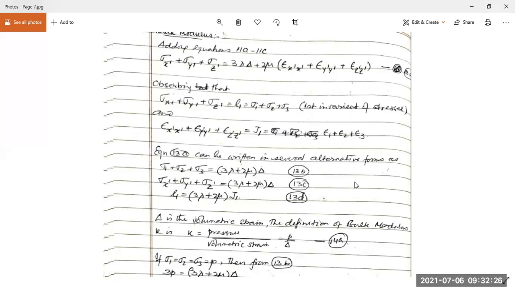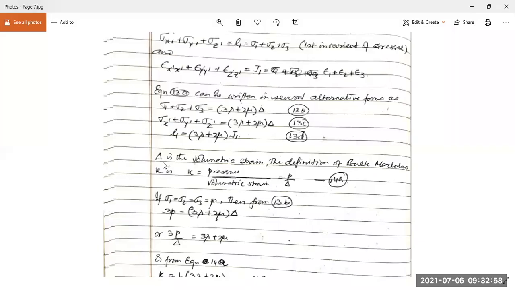Now, if we know the volumetric strain, if delta is the volumetric strain, the rate of change of volume divided by the original volume itself. So what will happen?